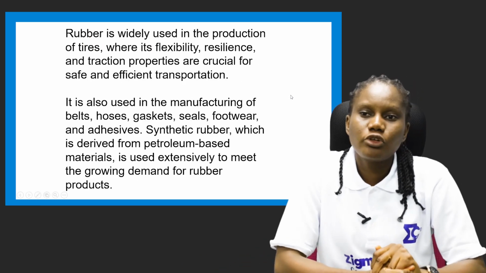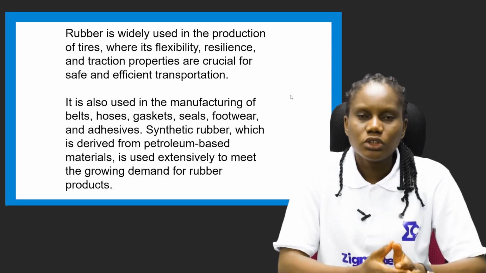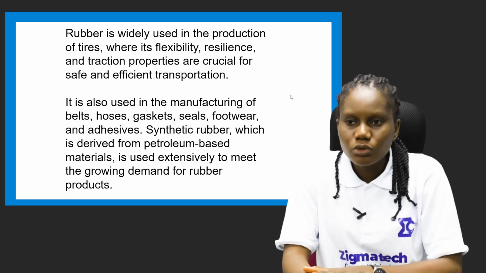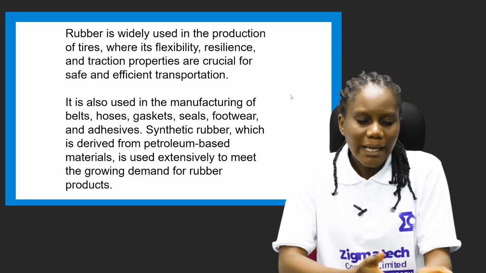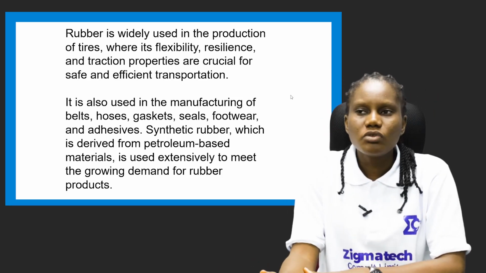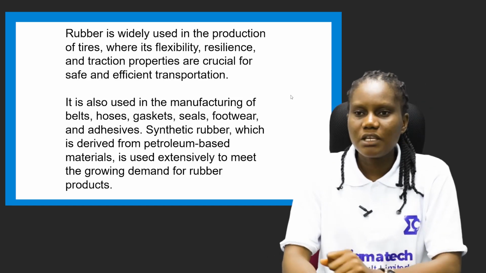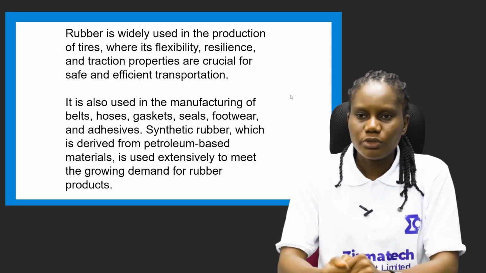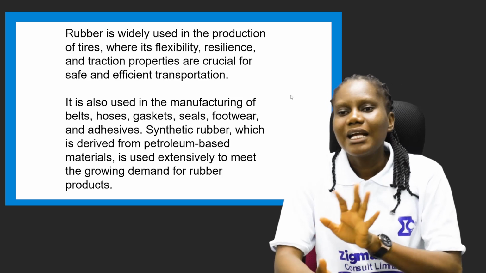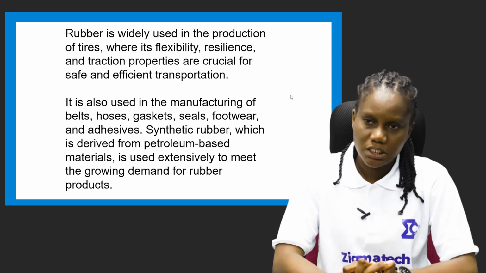Rubber is widely used in the production of tires. Most of us know tires. You see tires on your vehicle, motorcycle or tricycle, and why it is being used is because of its flexibility. We're still going to look at it when we are studying the properties of rubber. Resilience and traction properties are crucial for safe and efficient transportation. It's also used in the manufacturing of belts, hoses, gaskets, seals, footwear, and adhesives.